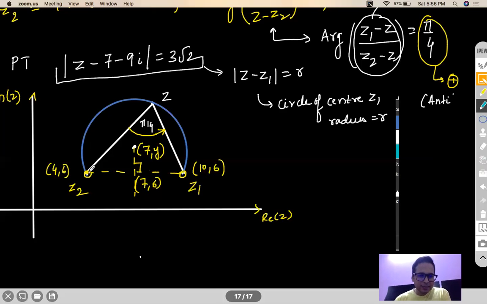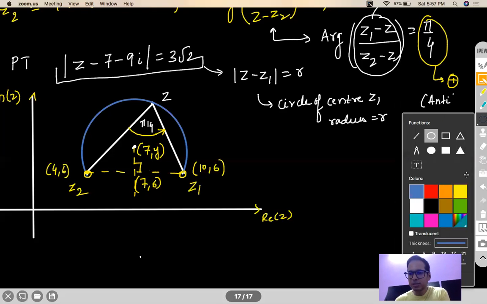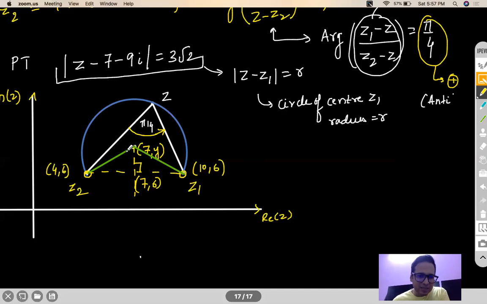Let me connect. Why did I choose this color? I should have chosen this one. Yeah, let me connect this to this. Okay, do you all realize that this is going to be right angled? Because this is 45 degrees, the angle subtended at the center should be 90 degrees.